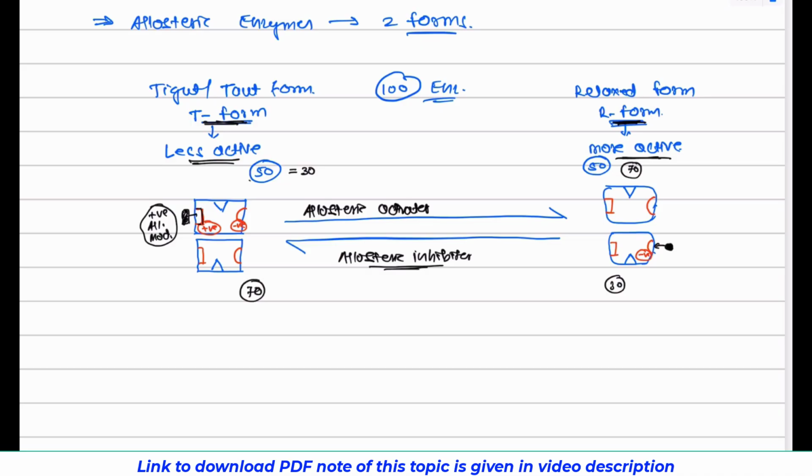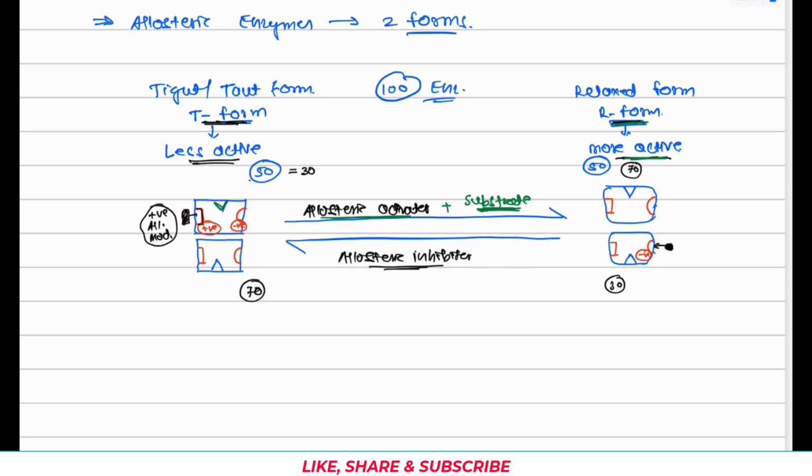Now there is one more aspect, and a very interesting one. It is what the substrate will do. See, whenever substrate binds at the active site, it always favors the R form, which is more active. So if you go on adding substrate to this allosteric enzyme, what will it do? It will convert the T form into the R form. So substrate works like an allosteric activator. The only difference is that substrate binds at the active site, not at the allosteric site, right? So remember, as a summary, allosteric activator and substrate both favor this more active R form, whereas allosteric inhibitors favor the less active T form.